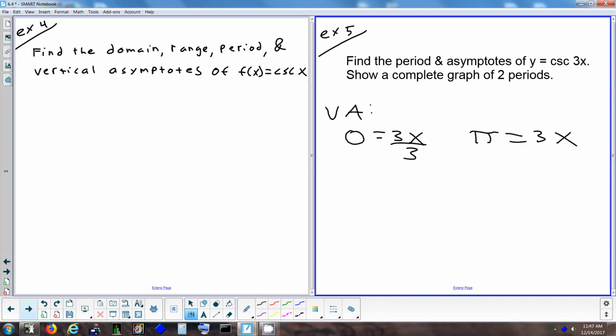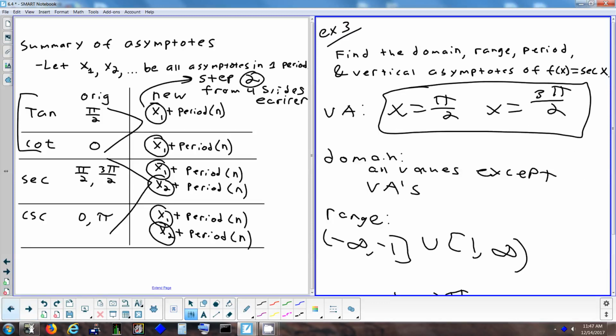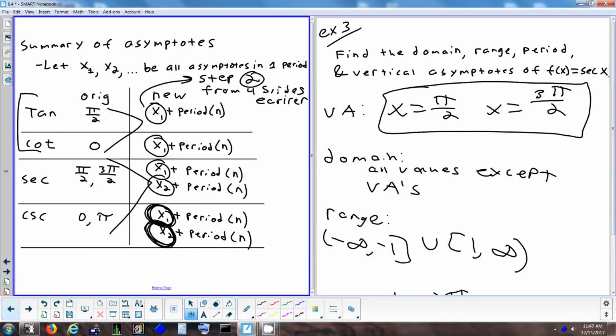So, divide by 3. We get x equals 0. That one didn't move. Divide by 3. We get x equals pi over 3. So what we just found, what are we doing, cosecant? We just found this and that. We found 2 specific asymptotes, but they reoccur every period. They're going to keep repeating.